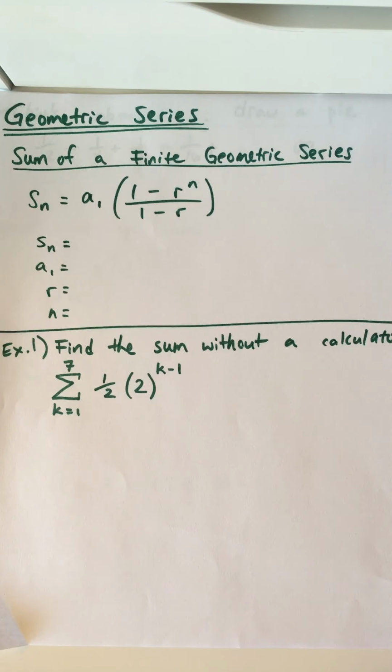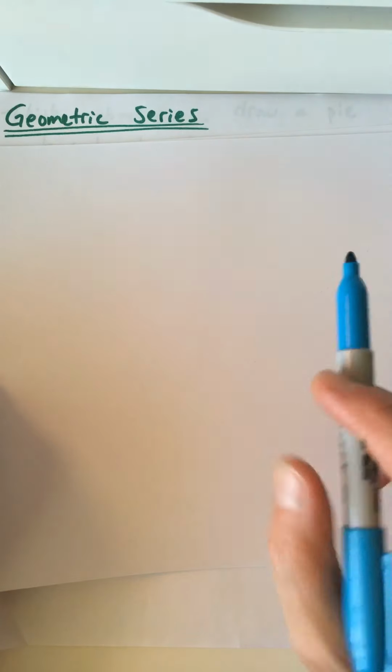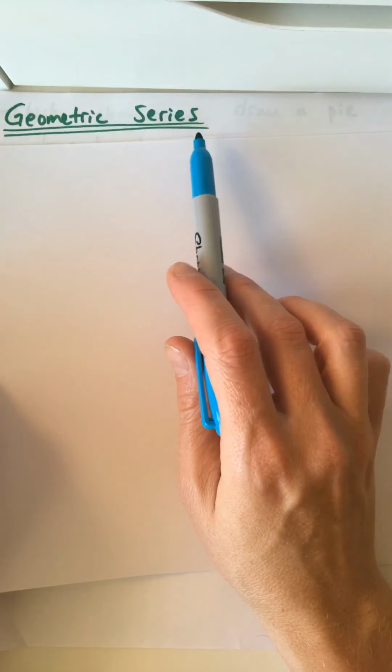Hey everybody, in today's lesson we're going to be talking about geometric series. So remember, geometric means a pattern that has a common ratio. We have a constant multiple between one term and the next. And series means we're going to be adding the terms. Instead of listing the terms in a sequence, a series means we will be adding all of the terms.